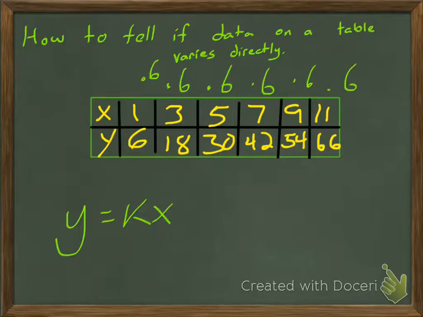So we are multiplying by something every time. So it's directly related to 6. So y equals 6x. All right, so that's direct variation. That's how you can tell if it's direct variation associated to the graph.